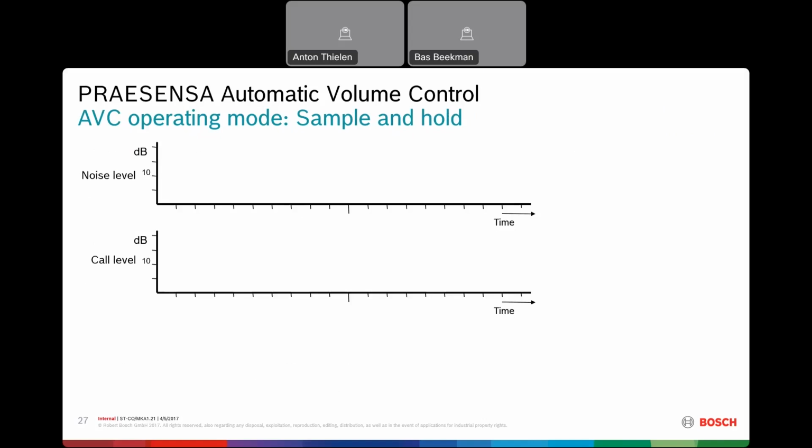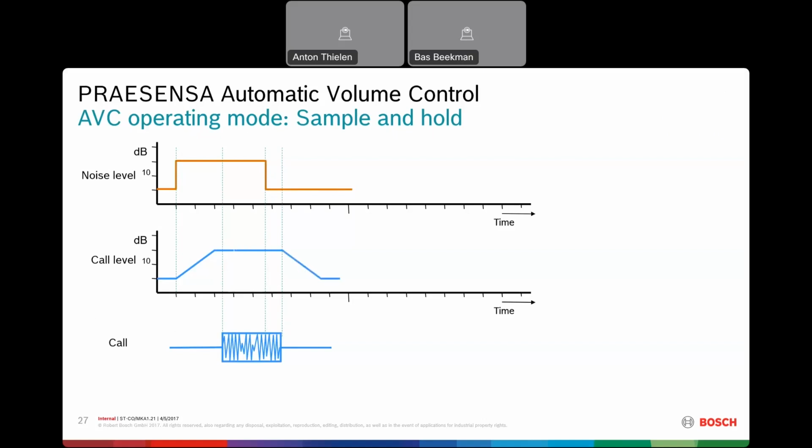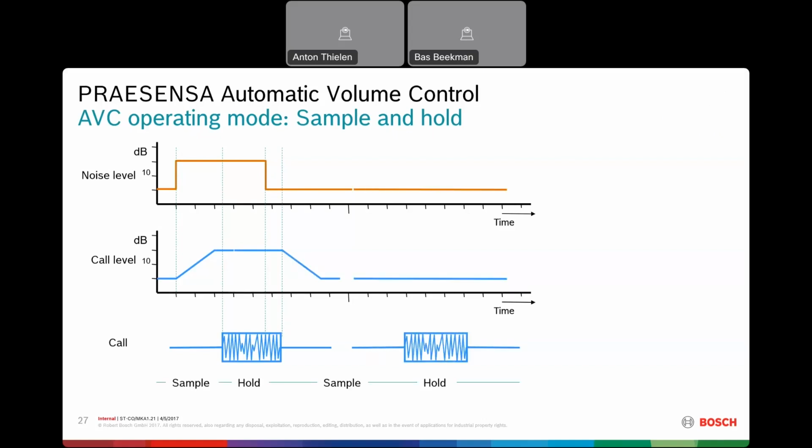So how does it then look like in a diagram? So you have a particular noise level, which might at some time increase, and you have a call level, which is continuously sampled and also then will follow the noise level. And then at some stage you are going to make a call, and that call is then based on the fact what was sampled before that call was started. When the noise level goes down again, the call level is reduced, and when you would make a new call, then the new sample will be taken as your next call level.